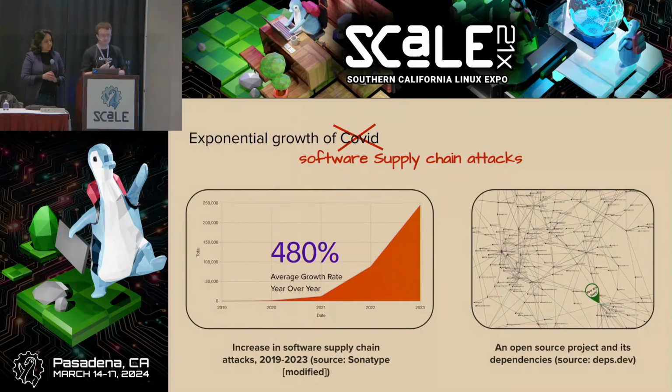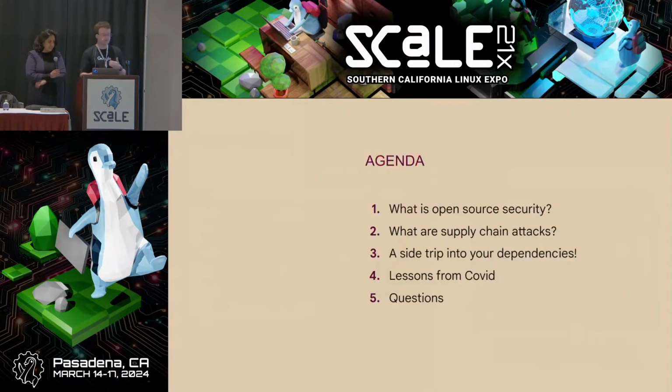Just as COVID's spread was a direct result of how people interact and depend on one another, today we'll explore how vulnerabilities can spread based on how projects interact and depend on one another. So here's our agenda for today. We'll start with a quick overview of what is open source software. Then we'll talk about how supply chain attacks are affecting open source projects.